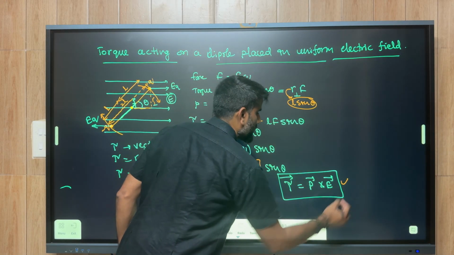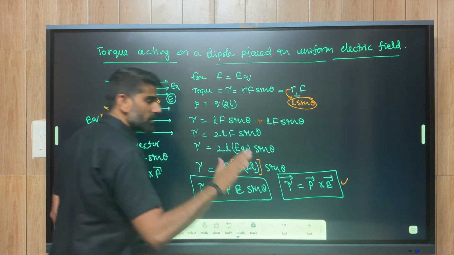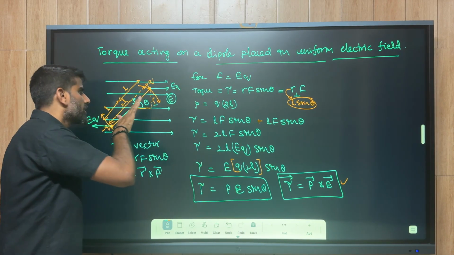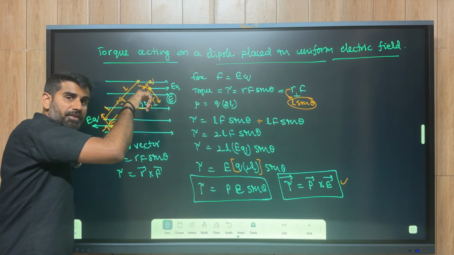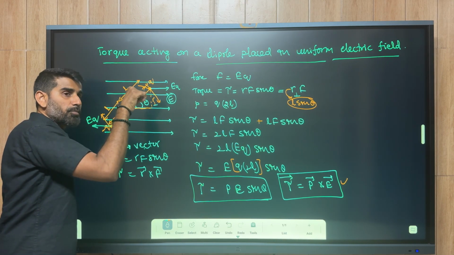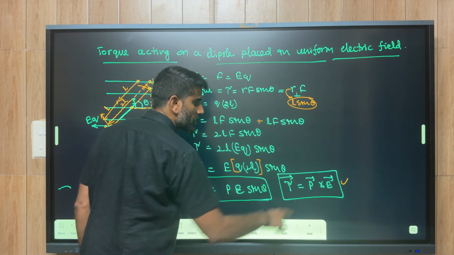That is where we use this relation. Point the fingers in the direction of P, and curl them towards E, electric field. Now the stretched thumb is again pointing into the plane of paper. That means we have to write torque tau is equal to P cross E.